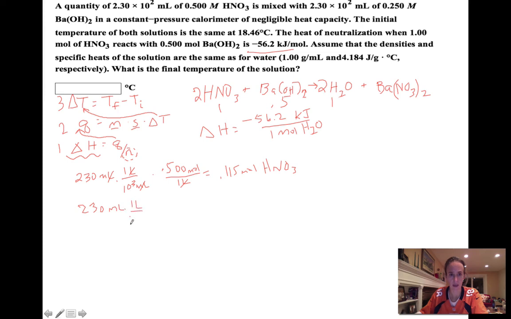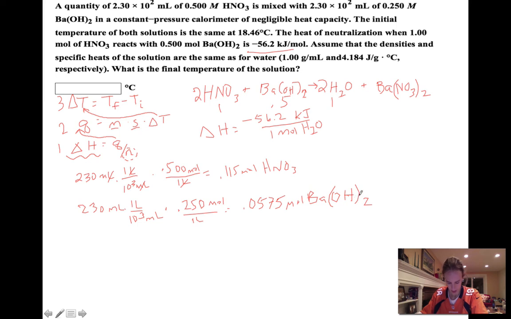Okay, then for the barium hydroxide, it's also 230 mL. Also going to need to convert that to liters. And the molarity of this solution is only 0.250 moles. So that is going to give us 0.0575 moles of the barium hydroxide.